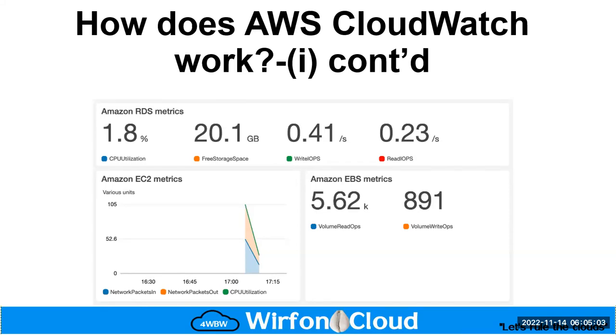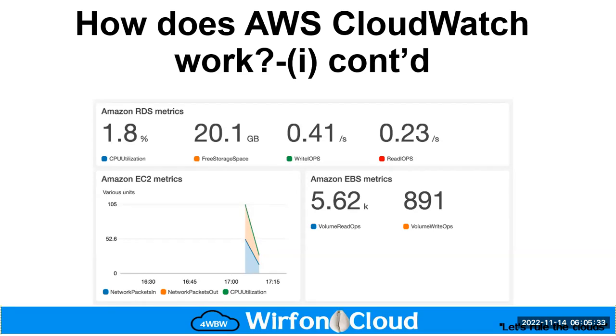You also have metrics for the Amazon EC2. What is the network packet in? What is the network packet out? What is your CPU utilization? What is your memory utilization, and all of that? And also metrics here for your EBS volume. What is the volume read ops and what is the volume write ops? Yeah. So you have all these metrics that you've set, and you have a threshold.